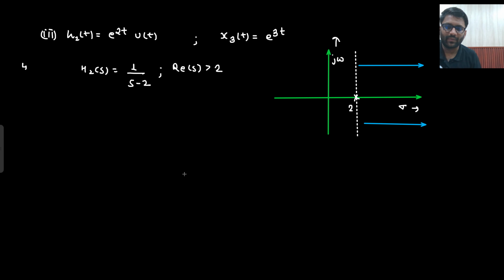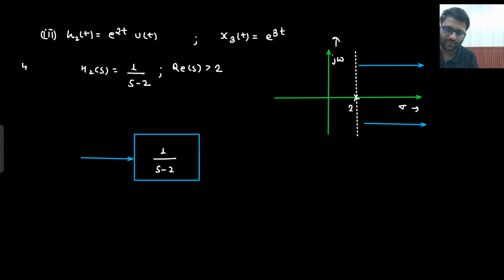Now, if I make the block diagram, this is my H(s), where the input is e to the power 3t. So this 3 I can directly put here. Why is that so? Because 3 will be lying here.